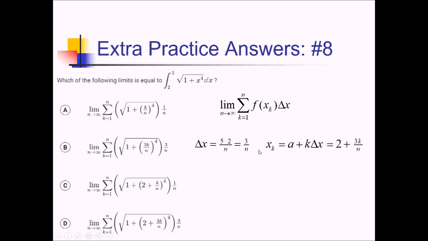So when I put all this together, I'm going to have my limit as n approaches infinity of the summation and all that stuff. And now f of x sub k, it's going to be the square root of 1 plus all of this stuff to the fourth power. And then my dx, I'm going to replace that with a delta x, which we found to be 3 over n. All right, is this one of the answer choices? Well, it looks to be answer choice D. Does that have everything? It does. So answer choice D.